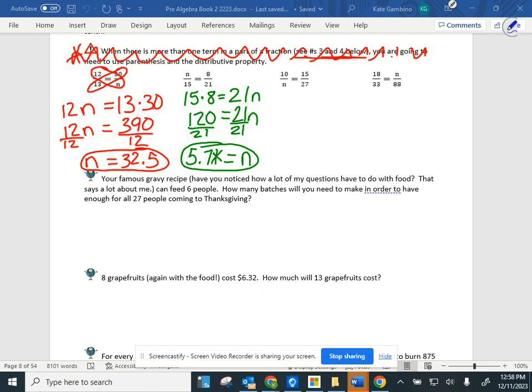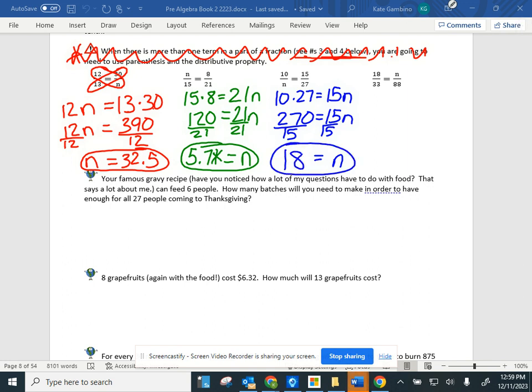How do I set it up? Claire: 10 times 27 equals 15n. What is my first step? Do 10 times 27, which is 270. And we want to get n by itself, so what do I have to do? Claire: Divide both sides by 15. What is 270 divided by 15? Claire: 18.